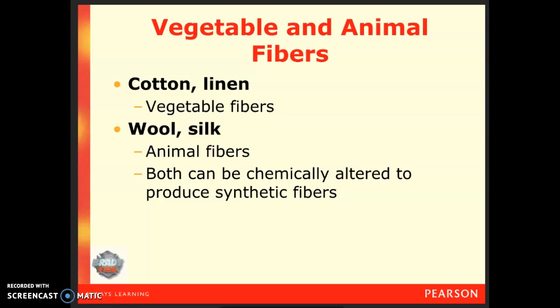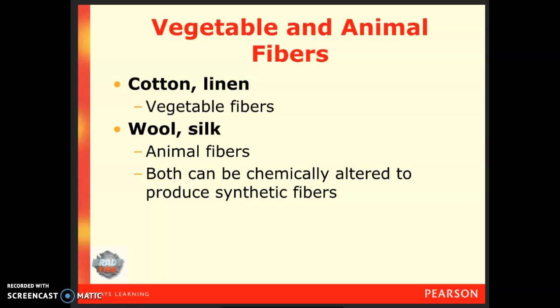In this video, we'll begin exploring some of the more common polymers that exist. We're going to start by looking at natural polymers, that is, polymers that occur and are produced by living things. And so we can start looking at vegetable and animal fibers. Cotton and linen, these are what we call vegetable fibers. They are derived from plants. Wool and silk, these are fibers that are derived from animals.